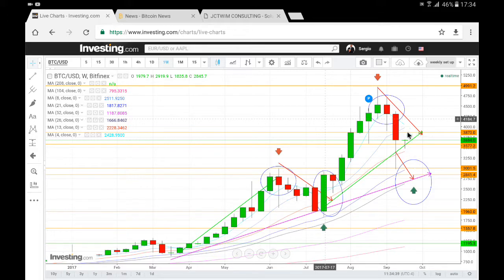Over here, you have to expect more moves towards the downside, because what we can see is a huge convergence going to take place between the 4-week moving average and the 8-week moving average, and then we need a close at the 13-week moving average and an interaction with the 21-week moving average. And take a look, huge volatility.